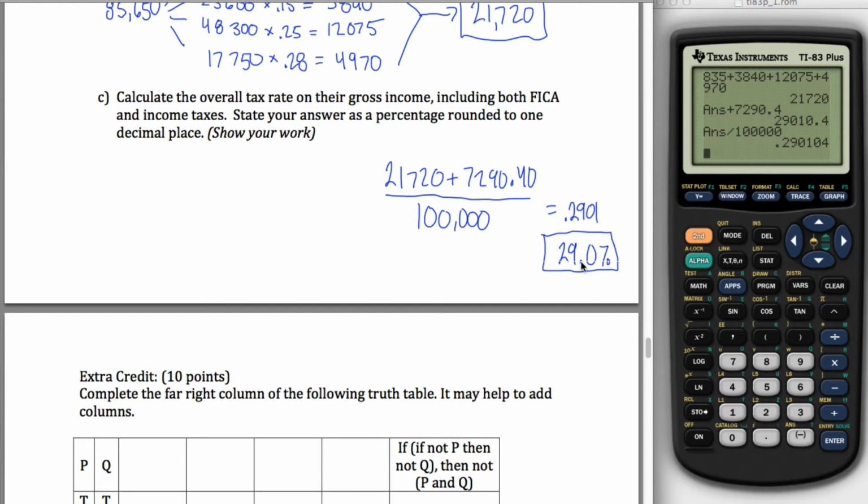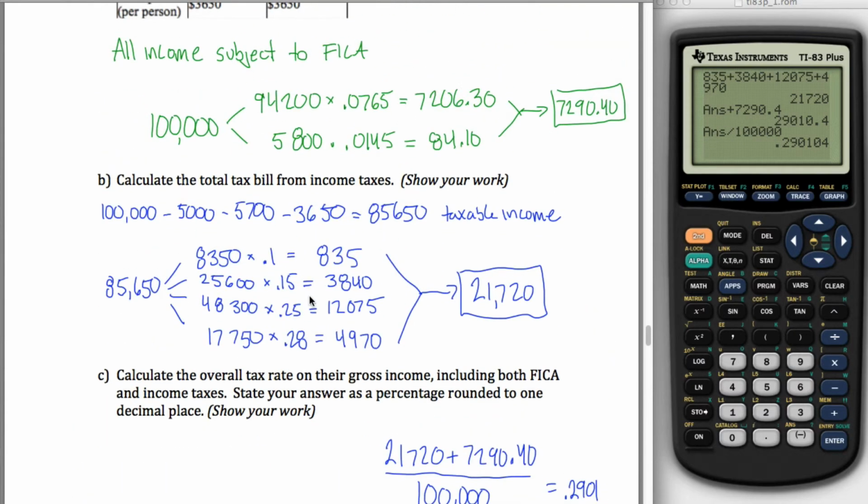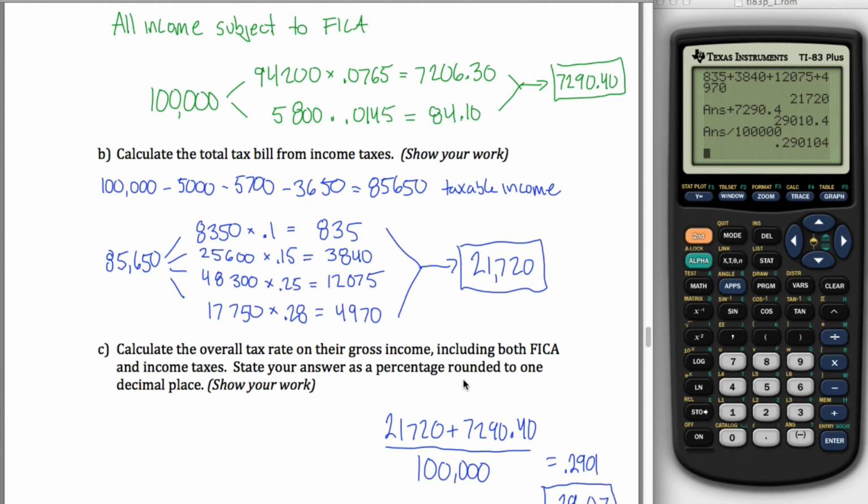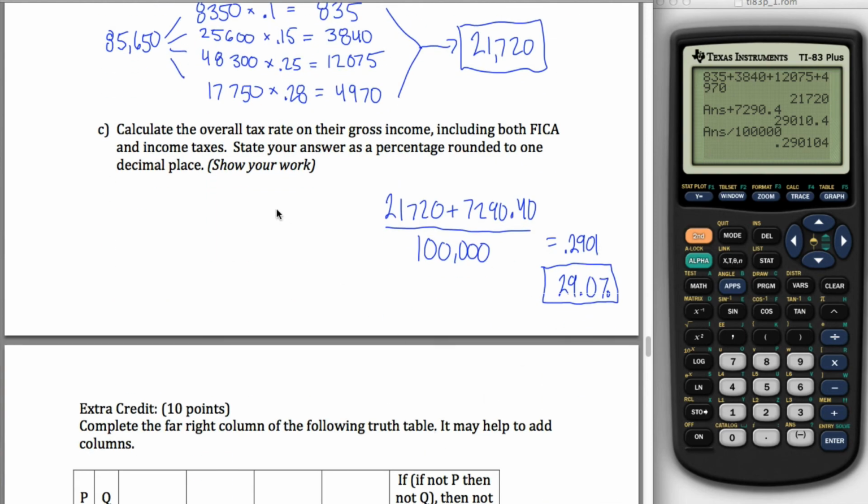Reality check, 29%. That seems a little bit high, right? Because we were taxed at 10%, 15%, 25%, and 28%. I would have guessed it was, I don't know, somewhere in between there, maybe 20% or so on average. But there's also the FICA. There's this additional $7,000 that we had to pay that's not calculated in these percentages here. That's where the 29% comes from. That's the answer to part C.